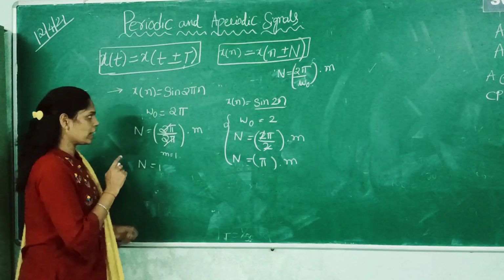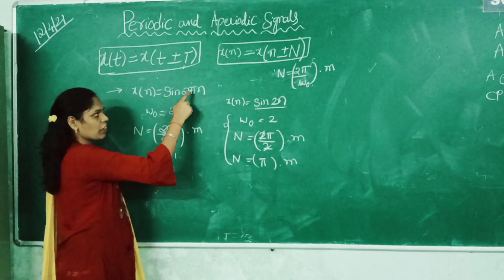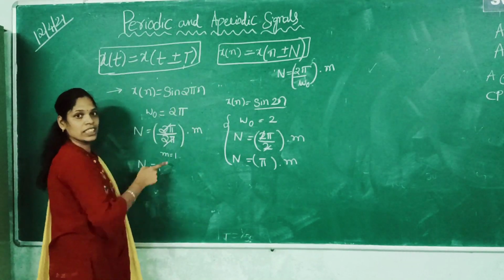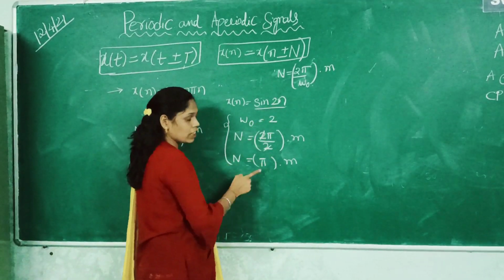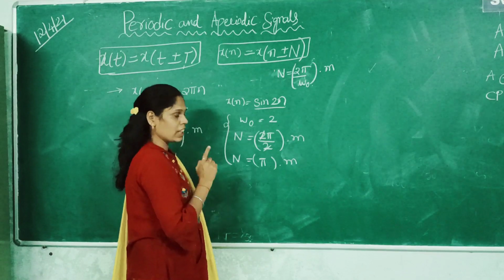And one more thing I can tell you: if the signal is in terms of 2 pi, that signal is called periodic. If it is not in terms of pi, then that signal is not a periodic signal here.